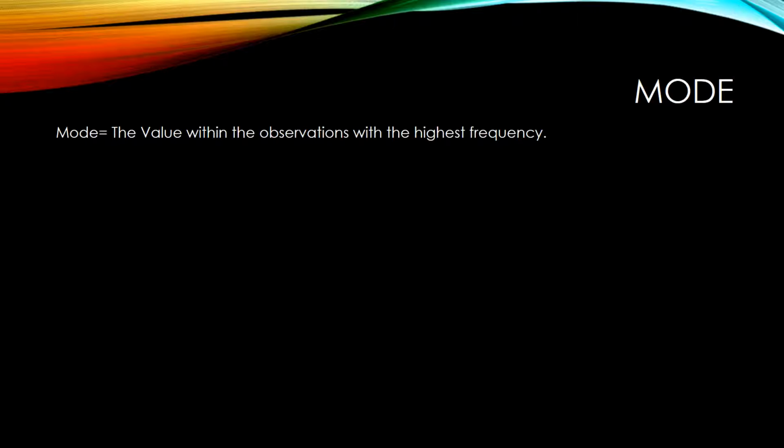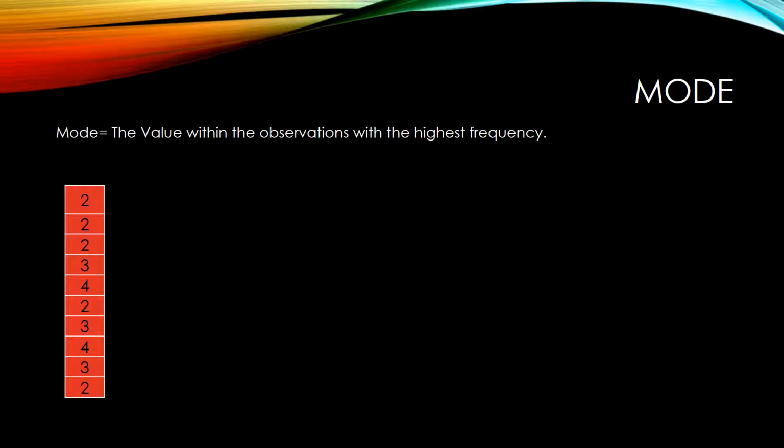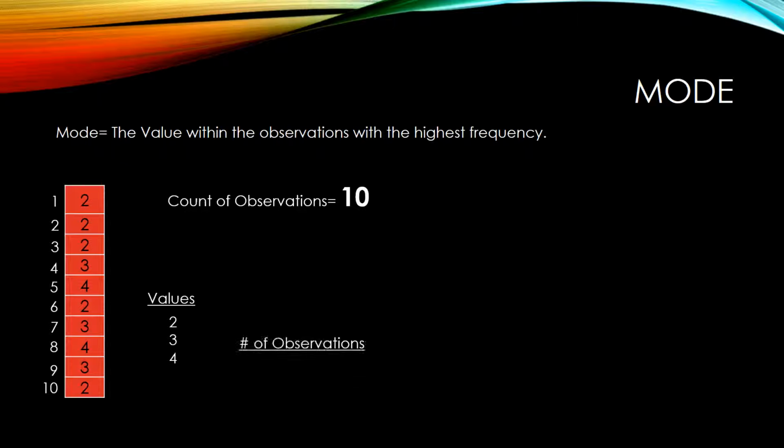So now mode. Mode is less frequently discussed. Mode is the value within the observations with the highest frequency. So here's that data set again. I've counted them out. There are 10 observations there. And those observations are all made up of values of either 2, 3, or 4. So if we just pretend this is cycle time, we can say these are instances where it took 2 days versus 3 days versus 4 days to complete some task.